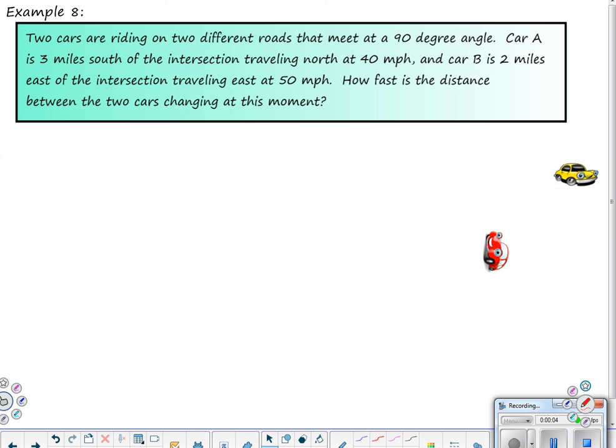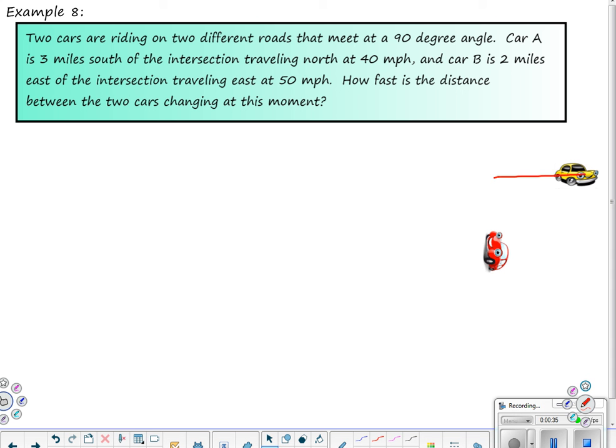Still working on section 2.7, the related rates section, and we're looking at example 2.8 here, where we have two cars riding on two different roads that meet at 90-degree angles. Car A is 3 miles south of the intersection, traveling north at 40 miles an hour, and car B is 2 miles east of the intersection, traveling at 50 miles an hour. How fast is the distance between the two cars changing at this moment?